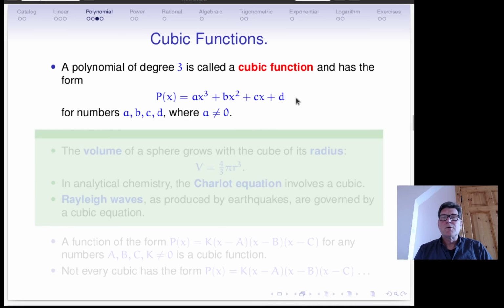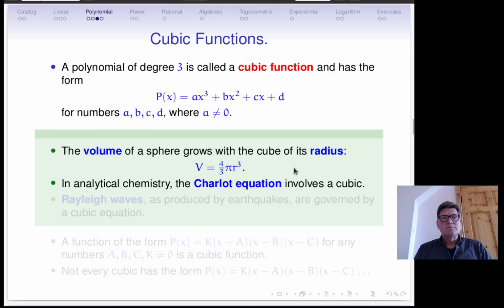Cubic functions do occur in science, in formulas. Volumes typically involve cubes. The volume of a cube is the cube of the side length, hence the name cubic. Or the volume of a sphere grows with the cube of its radius. The volume of a sphere as a function of the radius is v of r is 4/3 times pi r cubed.